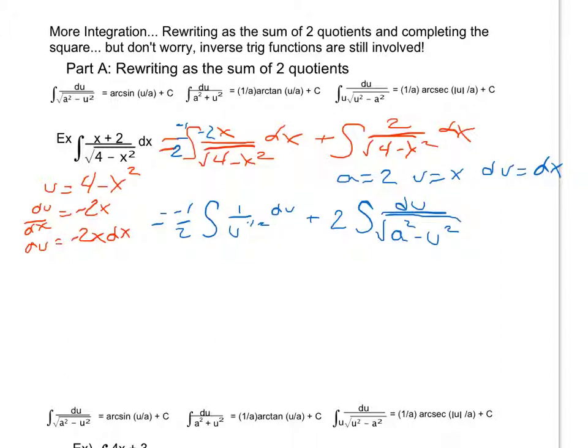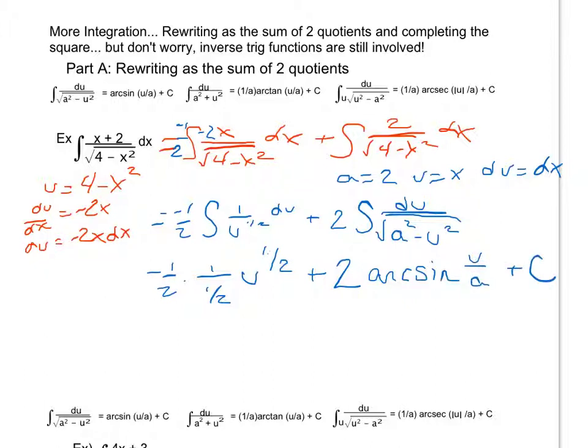Well, 1 over u to the 1/2 is the exact same thing as the integral of u to the negative 1/2. So if this is u to the negative 1/2, I'm going to end up with negative 1/2 times 1 over 1 plus negative 1/2, which will be 1/2, times u to the 1 plus negative 1/2, which is 1/2. I'm going to hold off and put my c at the very end. Plus 2 times, this becomes arc sine of u over a, and then all plus c.